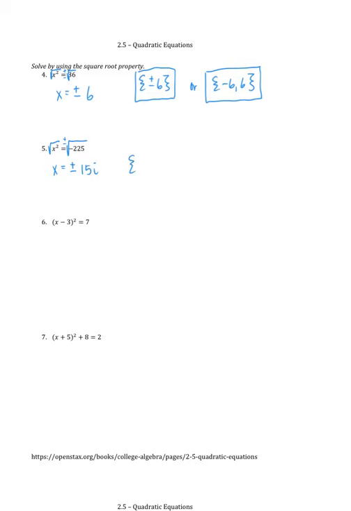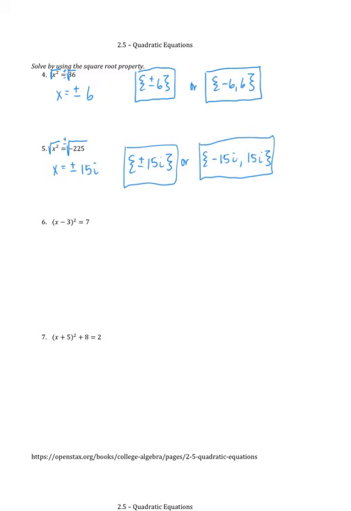So again, you can use a plus or minus and put it in curly brackets, or you can write negative 15i and 15i. So either of those would be acceptable.